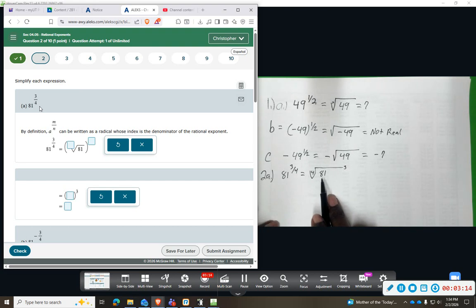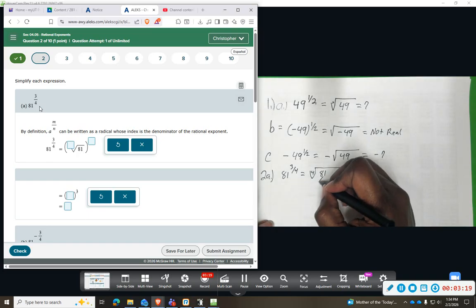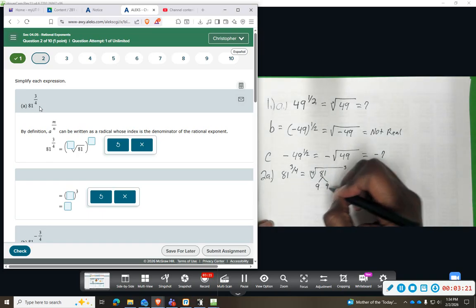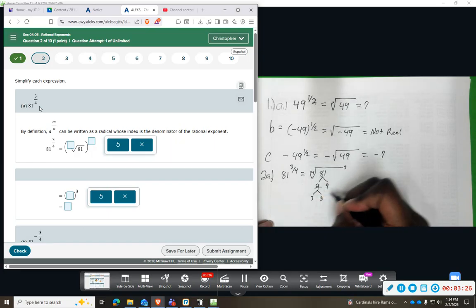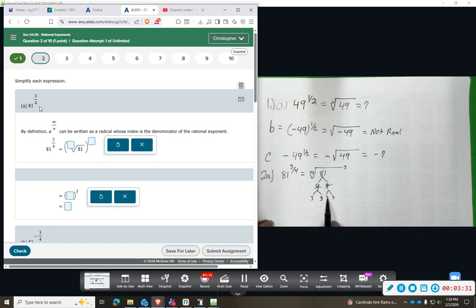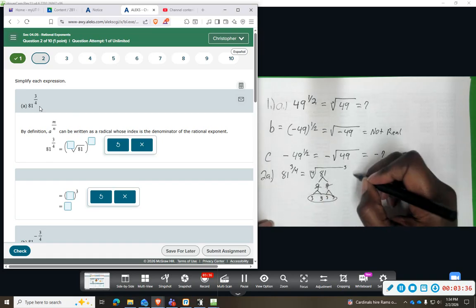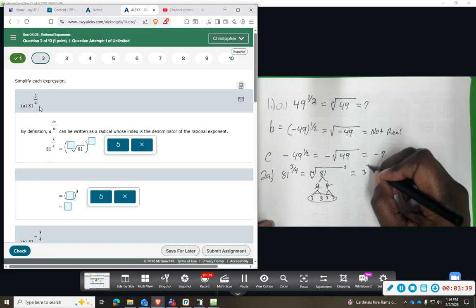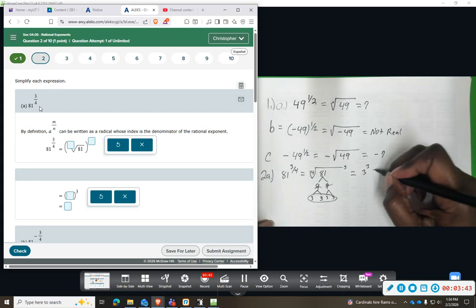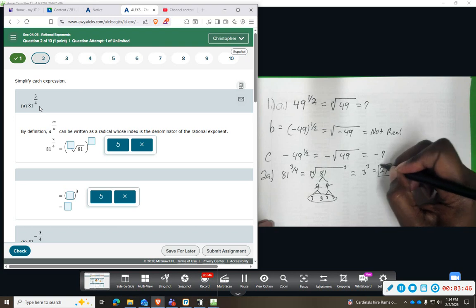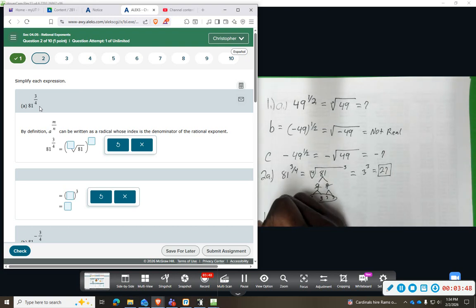So if you do these enough, you'll start recognizing some of them. 81 can be broken down into 9 times 9, and then 9 is 3 times 3, and this 9 is also 3 times 3. So because of the 4th root, I'm looking for 4 of the same, 4 of a kind, and I have that. So the 4th root of 81 is equal to 3. So we're looking at 3 to the 3rd power. And then when we do 3 to the 3rd power, we get 27. So for the first A part, we get 27.